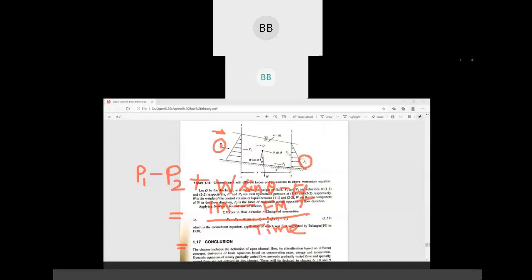Momentum is nothing but mass into velocity. So we take mass common, and for velocity we take v2 minus v1. In the initial momentum also it is mass into velocity, and in the final momentum also mass into velocity, so our mass is constant and we can bring it out. It will be mass into v2 minus v1 divided by time.